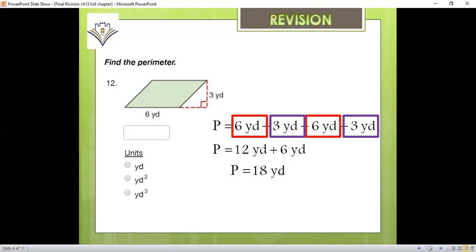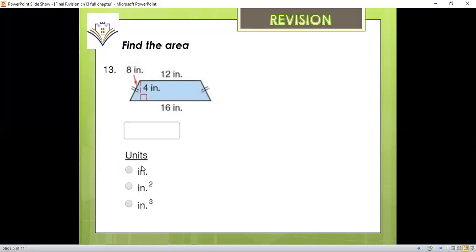And the unit here is yard or square yard? Oh, the unit for perimeter should be yard only, not square yard. Then the answer is 18 yards. Find the area of this trapezoid.